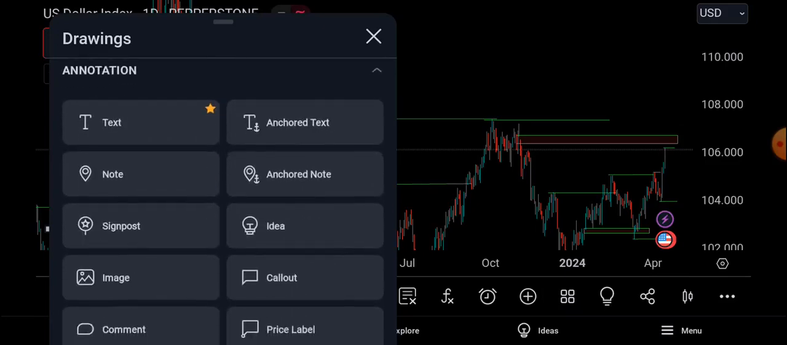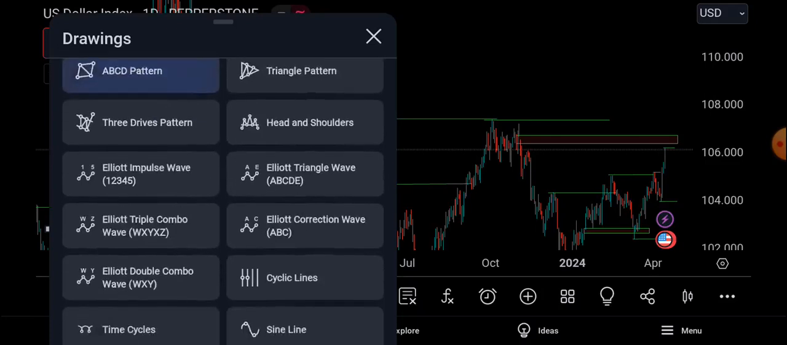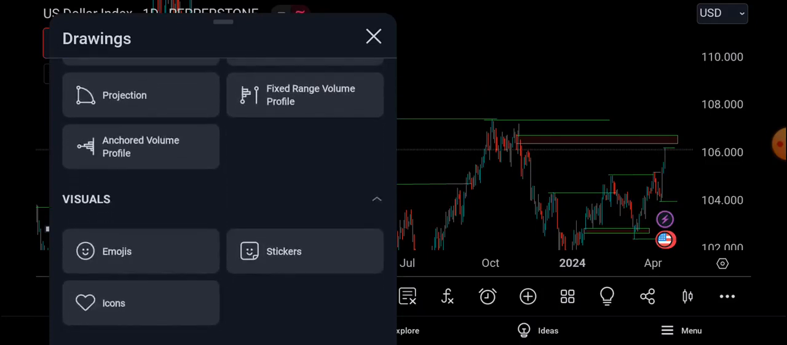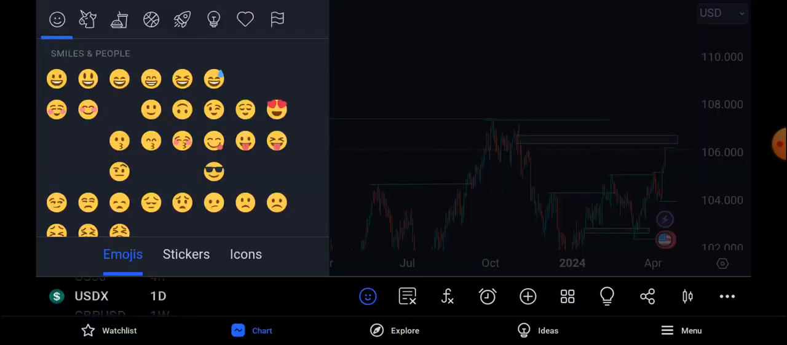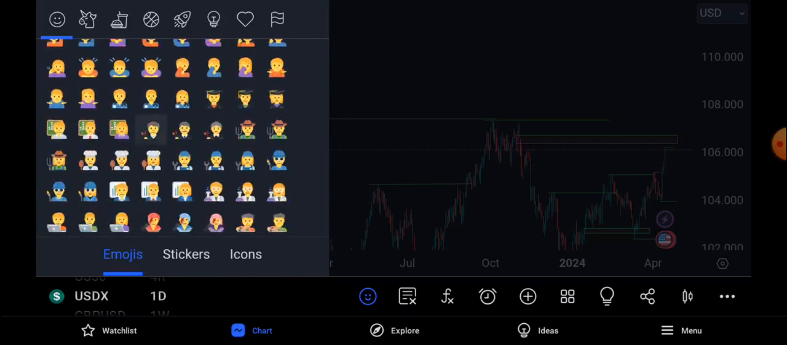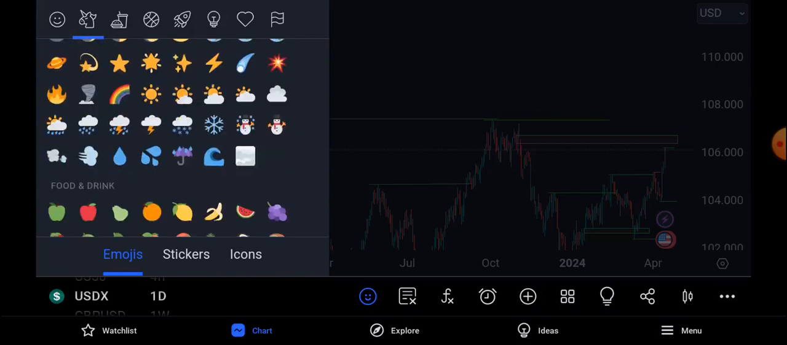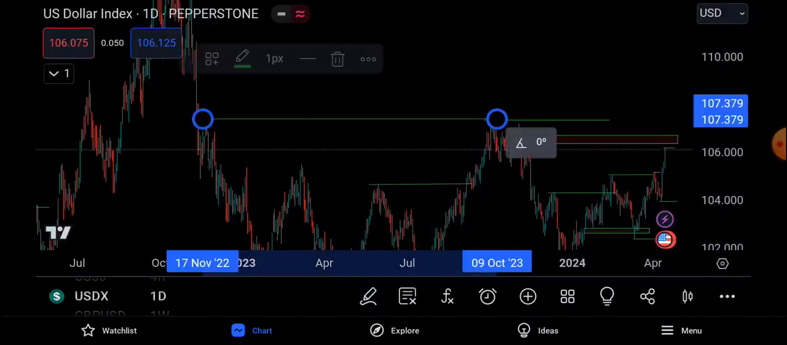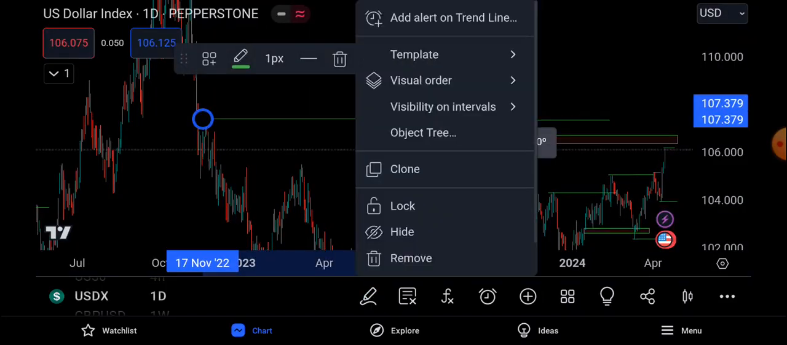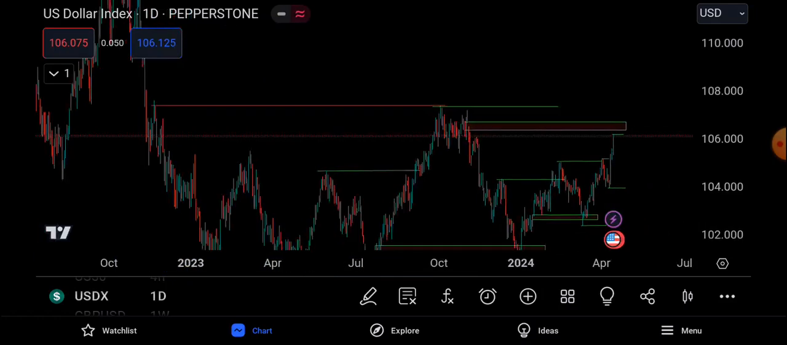Where is that? If I can't find it, I can't find it. I am so used to using the PC for these symbols. Is it in emojis? Yeah, no, I can't find it really. But anyway, you get it. This is liquidity up here. Let me just change the line color to red so you know it's liquidity.